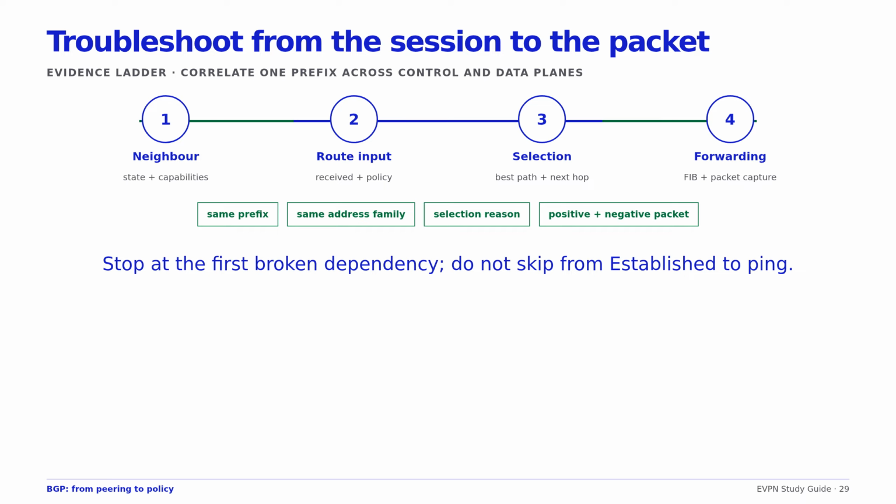In FRR routing, useful starting points include show bgp summary, show bgp neighbors, address family specific show bgp, received routes or advertised routes where available, show route-map, and show ip route. Save exact commands and timestamps.